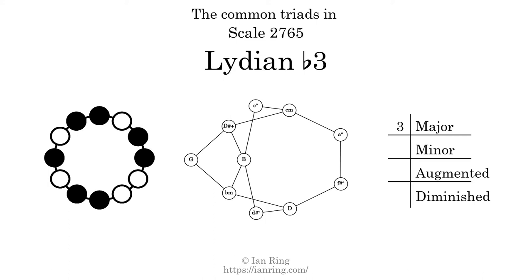There are 3 major triads. There are 2 minor triads. There is 1 augmented triad. There are 4 diminished triads. Here is a Hamiltonian path of parsimonious voice leading that uses all the triads.